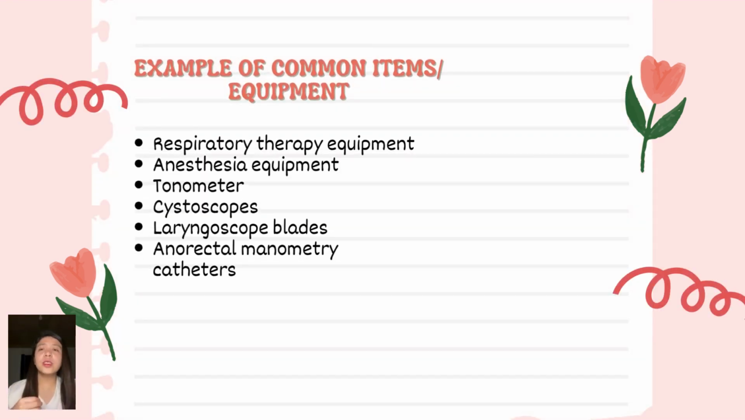So these are examples of common items or equipment for the semi-critical or intermediate category. First is respiratory therapy equipment. The next is anesthesia equipment, tonometers, cystoscopes, laryngoscope blades, and the last is anorectal manometry catheters.